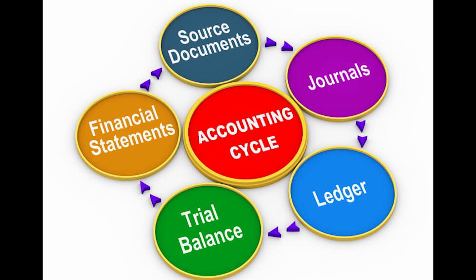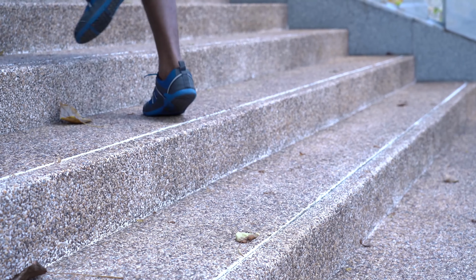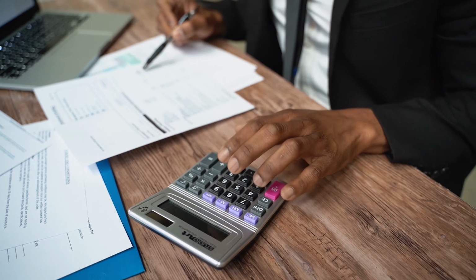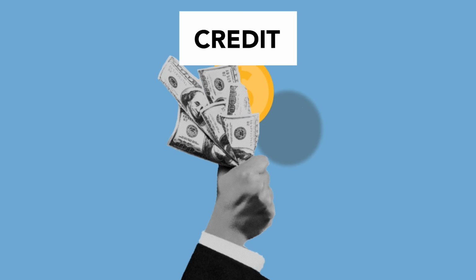Accounting cycle. When doing accounting, small business owners should be aware of the steps to do it properly. It is best for all transactions to be separated into cash and credit as you begin, since they are treated differently.